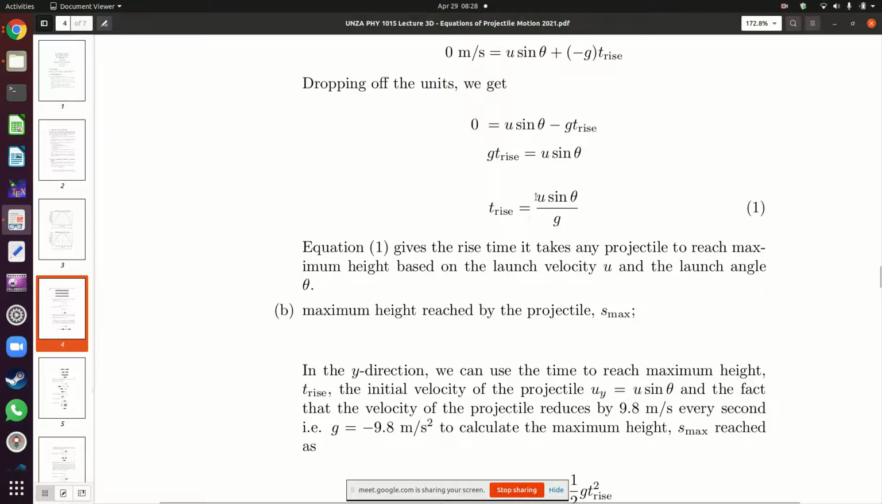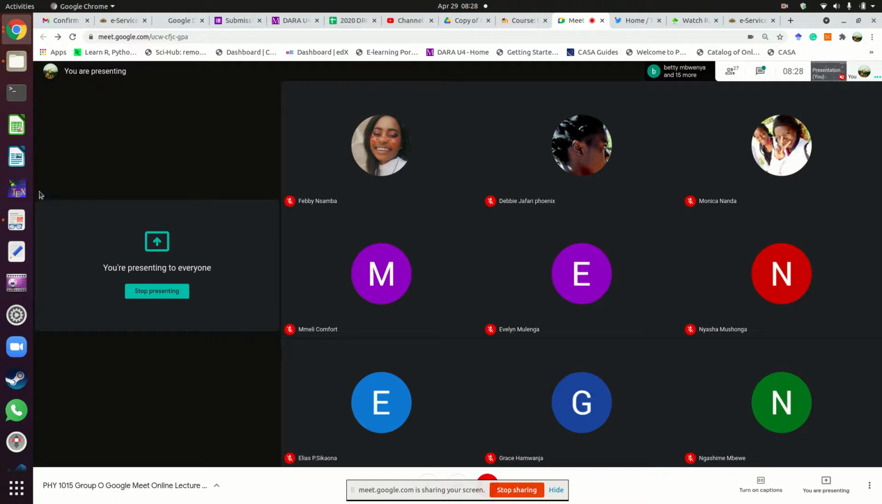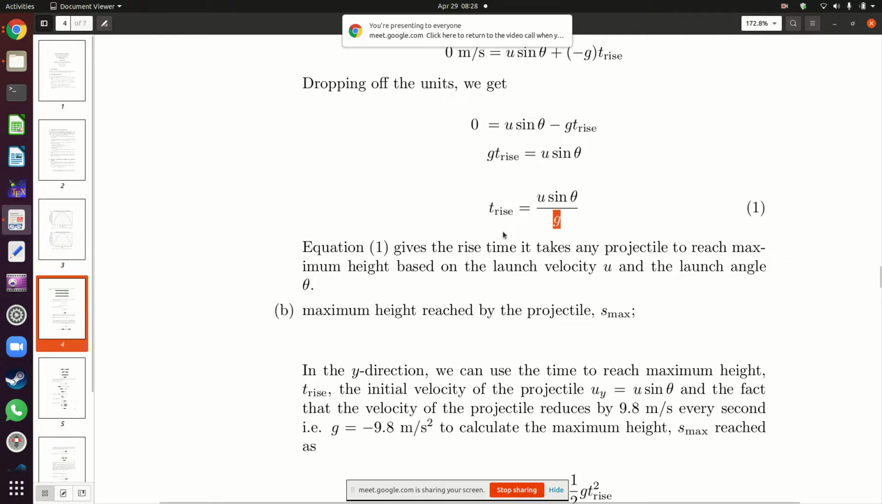This expression only requires you to have the velocity with which the projectile is fired and the angle at which it is fired. Mostly, we'll be doing our work on earth, so our g is going to be 9.8. Is this clear on how we have come up with this formula? T rise equals u sine theta divided by g. I need confirmation. Yes, it's clear. Okay.